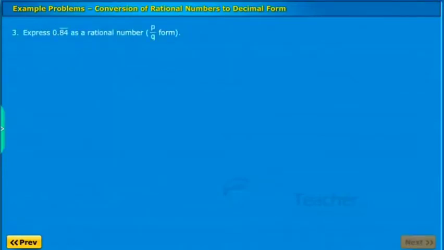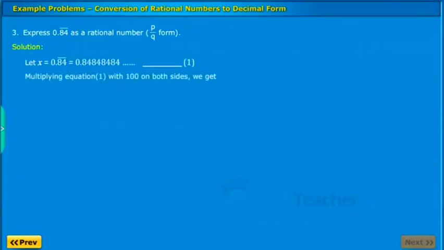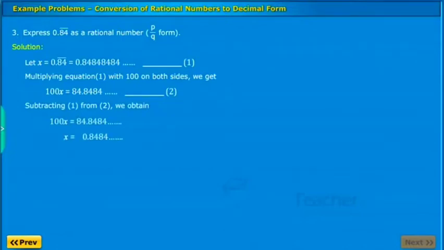Express 0.84 bar as a rational number, P by Q form. Solution. Let x is equal to 0.84 bar, which is represented as equation 1. Multiplying equation 1 with 100 on both sides, we get equation 2. Subtracting 1 from 2, we obtain as follows. Therefore, P by Q form of 0.84 bar is 28 by 33.